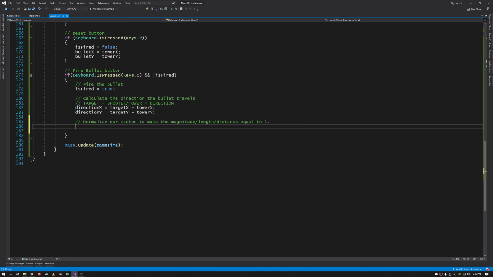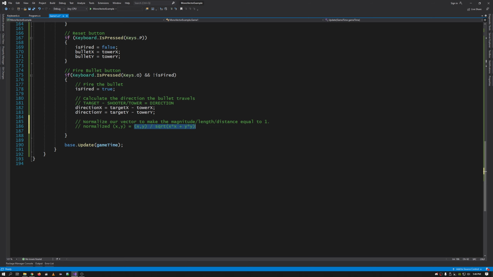All right, so the formula for normalizing a vector is to say the vector xy. Normalized xy is going to be done by taking the vector xy and dividing it by the magnitude of the vector. And the magnitude of the vector is the square root of x times x plus y times y.